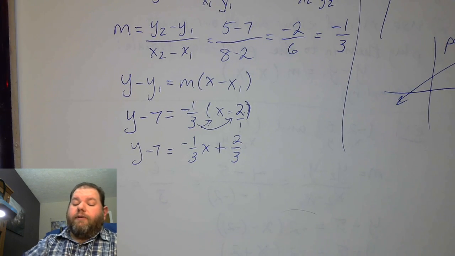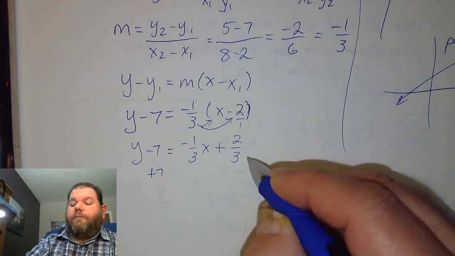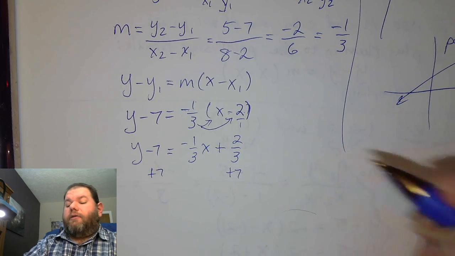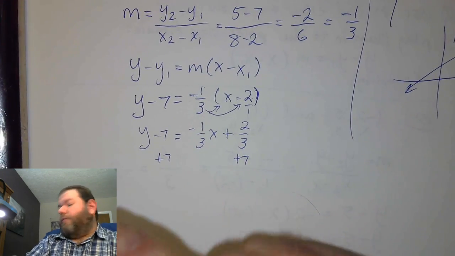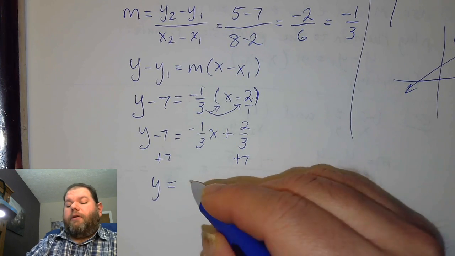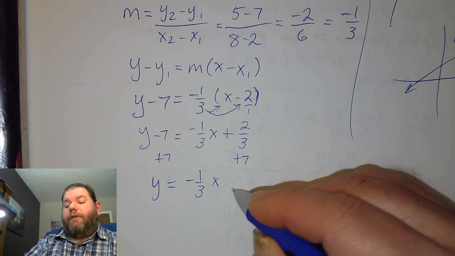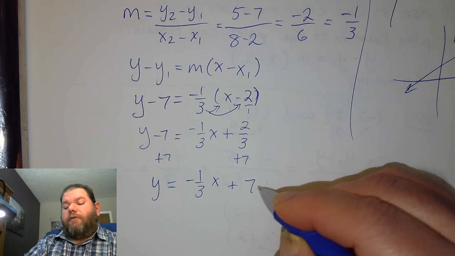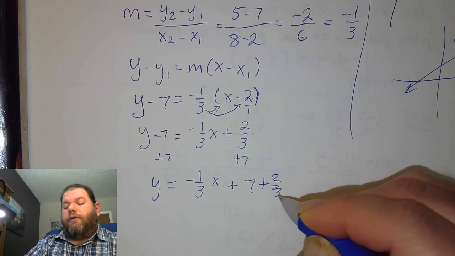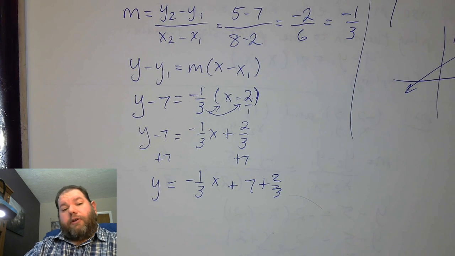And our last step is to get y by itself. We'll add 7 to both sides. And so y equals negative 1/3 x plus 7 plus 2/3. So if we want, we can turn that into a mixed number. Well, it kind of is a mixed number actually. 7 plus 2/3 is basically 7 and 2/3, because plus literally means and. Like we want to combine these two things together.